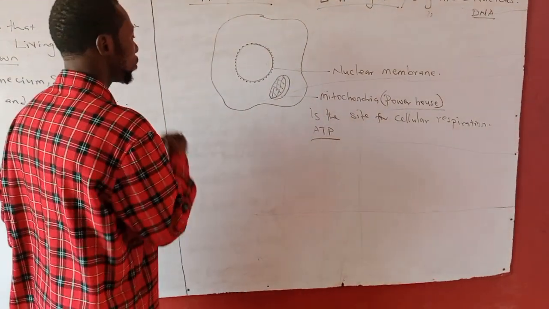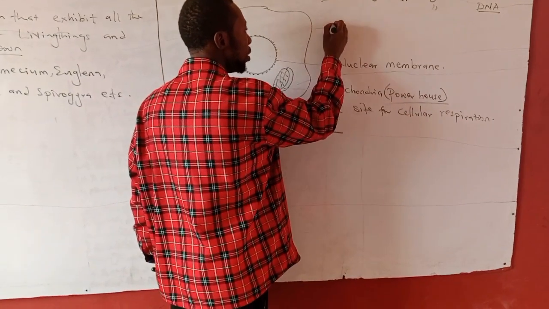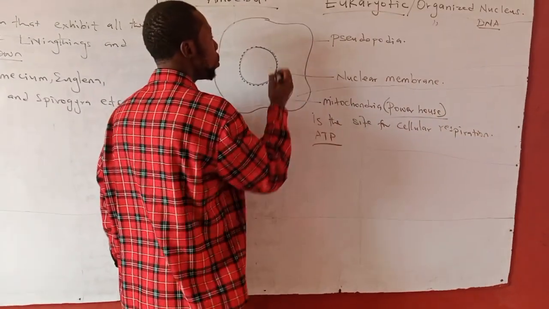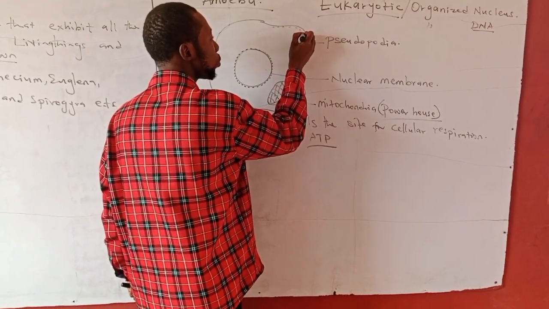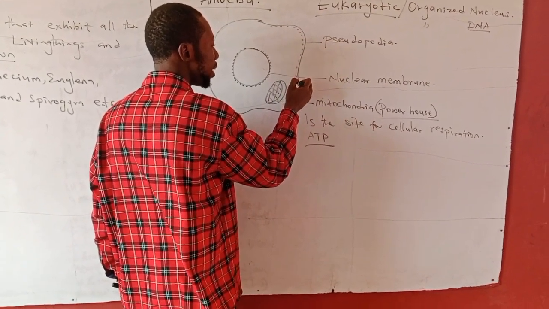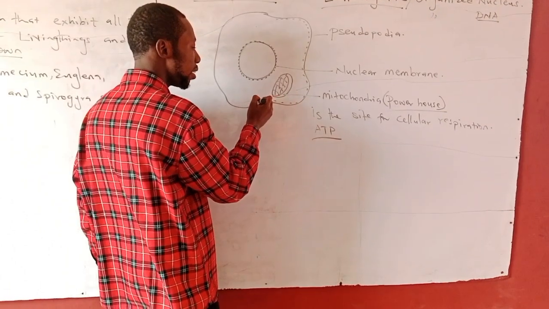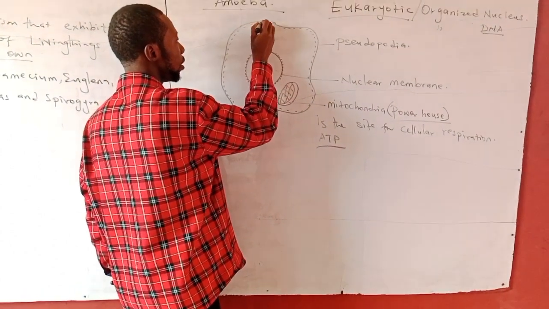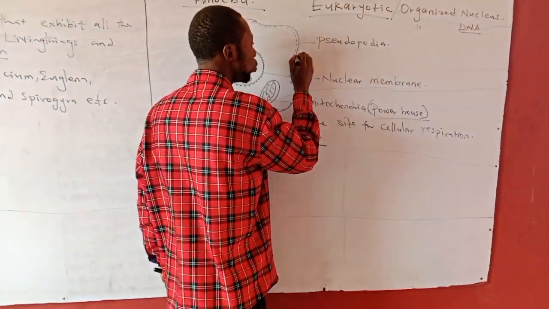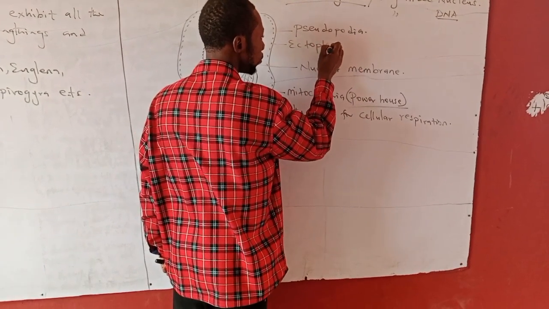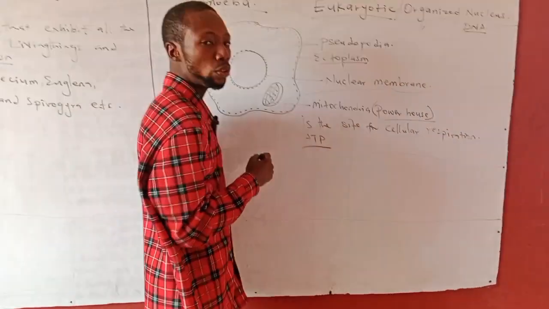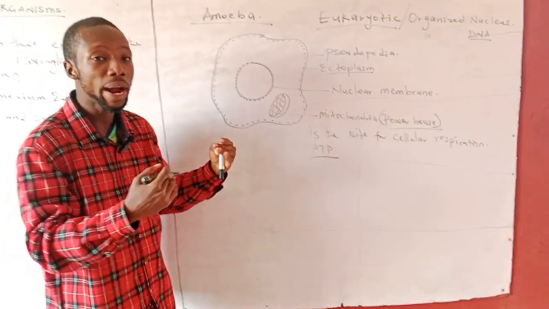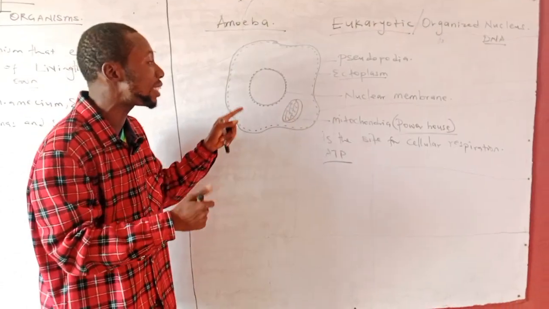Then the Amoeba here possesses this structure known as the pseudopodia. But before the pseudopodia, we have another structure inside that forms the pseudopodia in every Amoeba. This is known as the ectoplasm. Ectoplasm is responsible for formation of the pseudopodia. It also helps to protect the content of the cytoplasm.